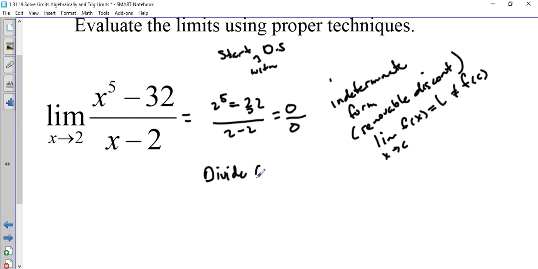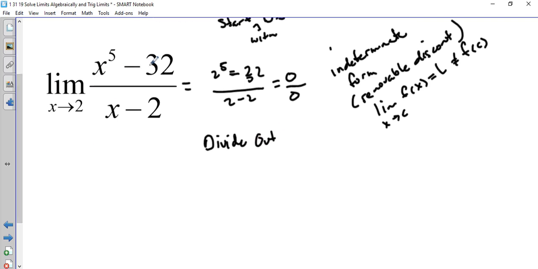So we're going to use the dividing out technique, and we're going to divide this out. Now, this is a little bit harder to factor. So we're actually going to divide x minus 2 into x to the 5th minus 32. We're going to use long division here, so I'm going to practice doing long division.